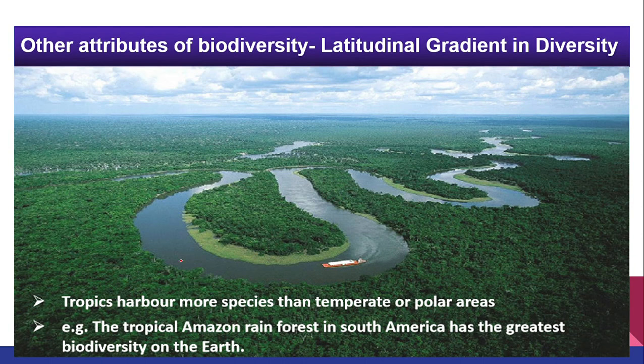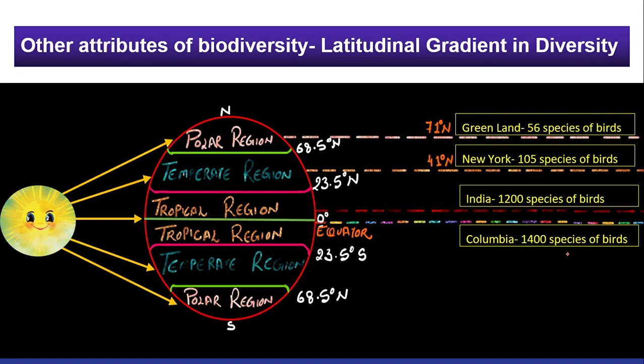Now, this is an example of your tropical Amazon rainforest in South America that has the greatest biodiversity. Lots of different species you will be able to see. Tropics harbor more species than temperate or polar. This sentence means tropical region will have more and more species as compared to the temperate or polar region. Clear? Now see here. In your textbook they have given Colombia is having 1400 species of bird.